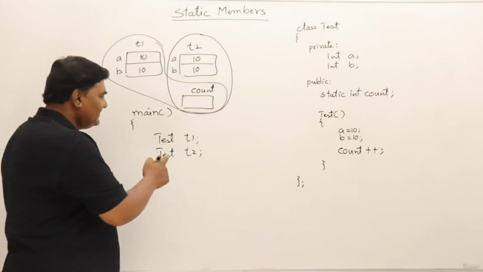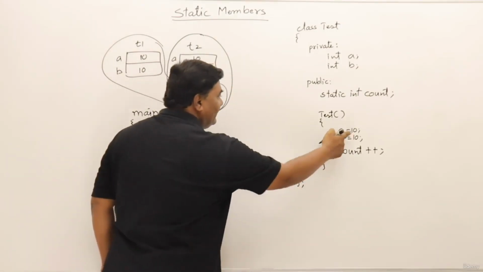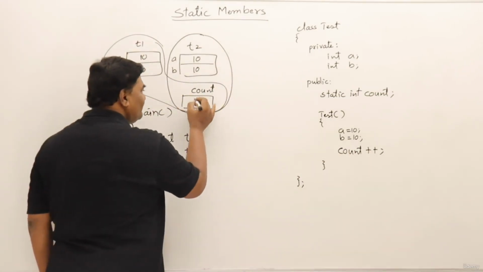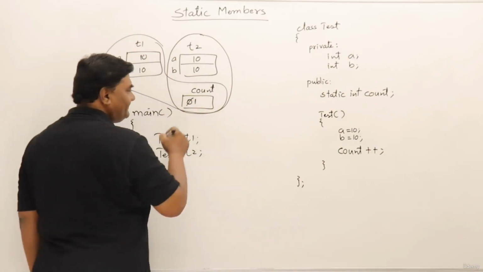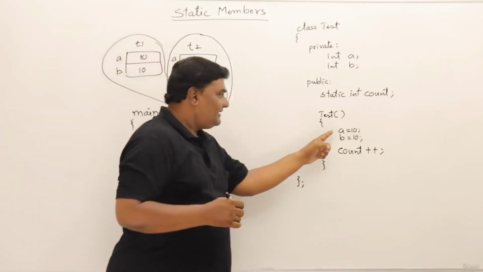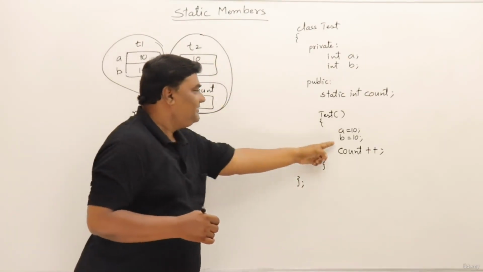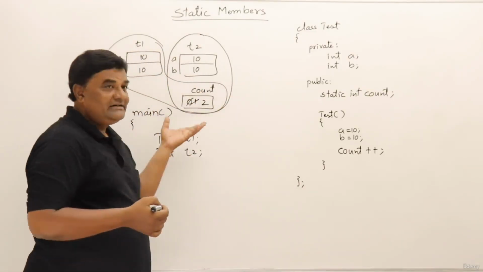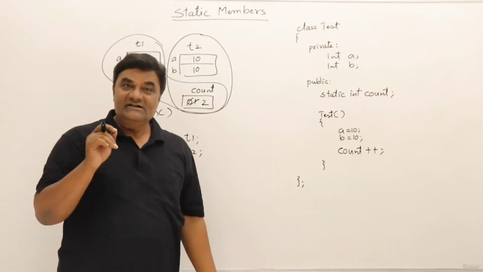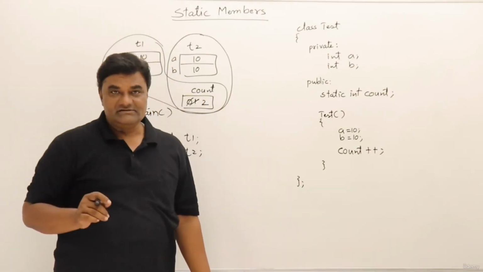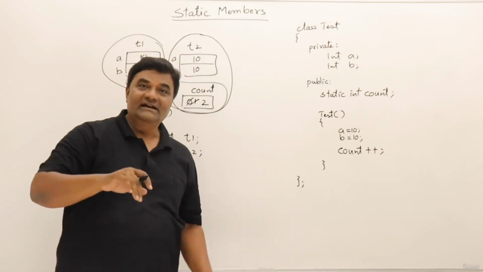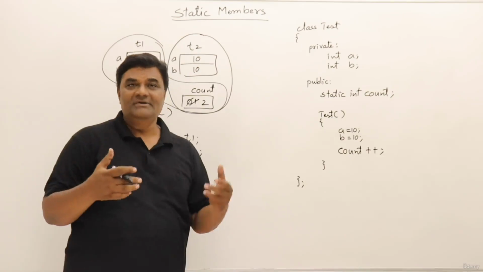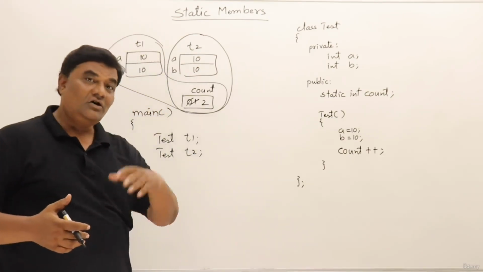Now let us see what happens. Test T1: the constructor is called, A assigned 10, B assigned 10, and count plus plus. Assume count is 0, so 0 became 1. Then Test T2: again the constructor is called, A assigned 10, B assigned 10, and count plus plus. Count becomes 2. So both are accessing the same member. Such data members are static data members of a class. They belong to the class and are common for all the objects, shareable members shared by all the objects of a class.